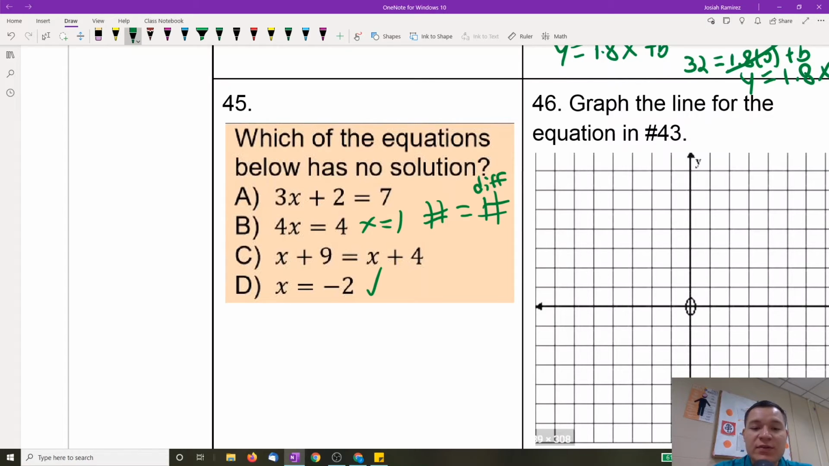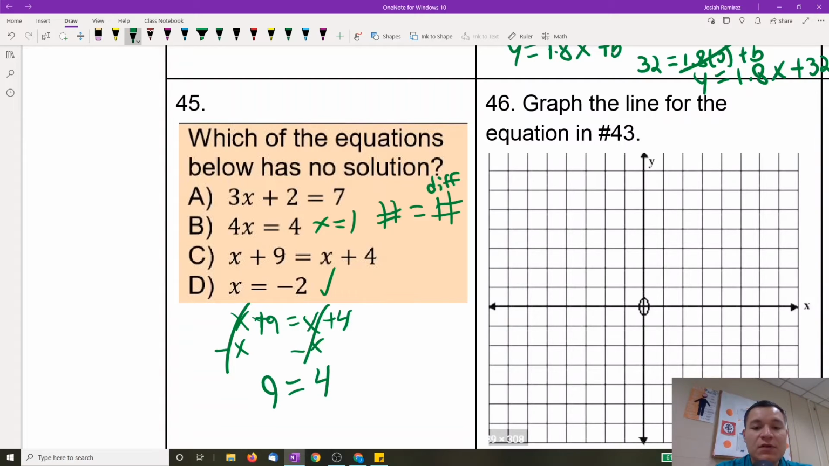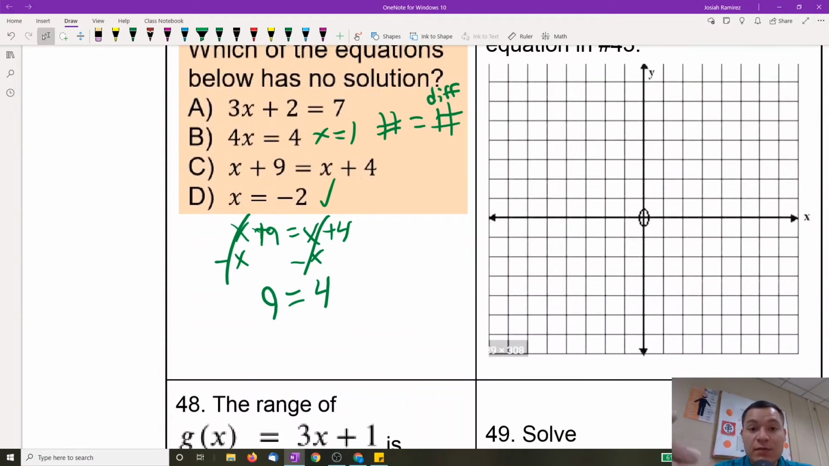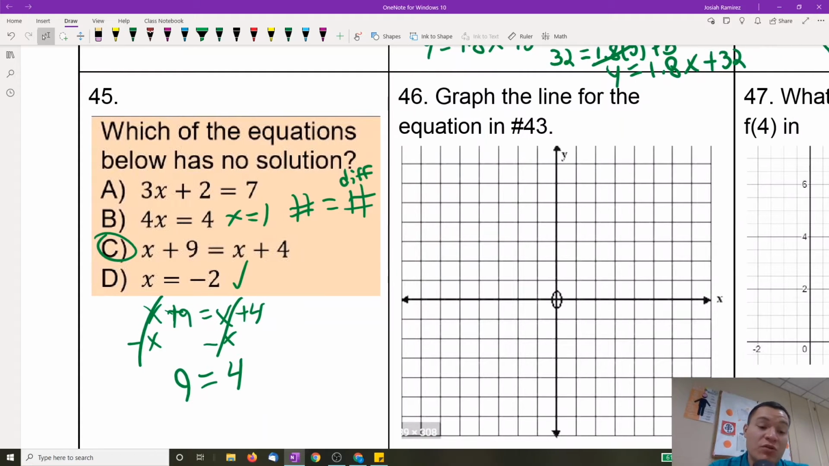X plus 9 equals x plus 4. Let's solve that one. If you subtract x, the x's both cancel out, and it leaves you with 9 equals 4. Is 9 equal to 4? No, it's not. That's a number equal to a different number, which is not possible, so it's no solution. You could also graph x plus 9 and x plus 4. There's just not going to be any intersection for those two lines.